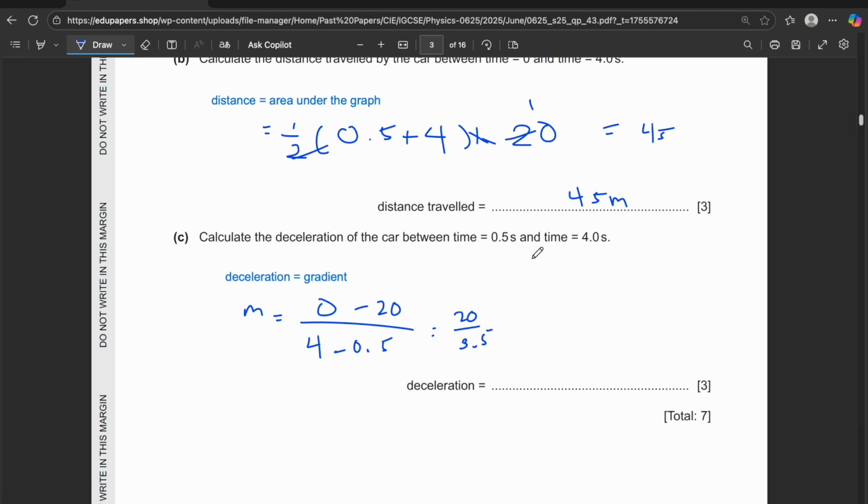So that will be around negative 5.714 and so on. So you can write 5.7 meters per second squared. Two significant figures. We don't put the minus here because it already says deceleration. If this says acceleration, then we have to put negative.